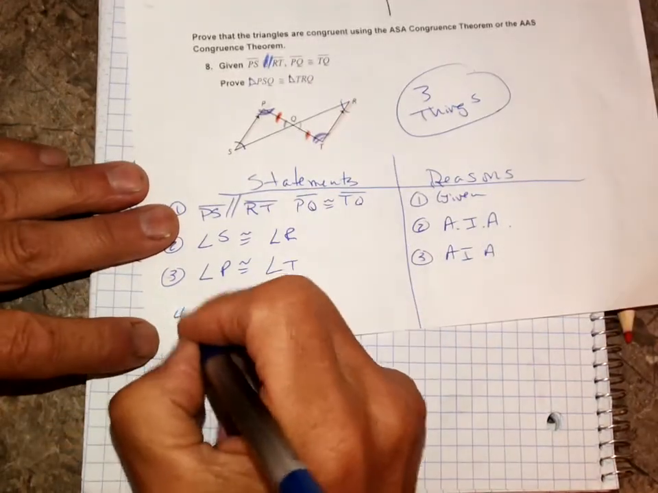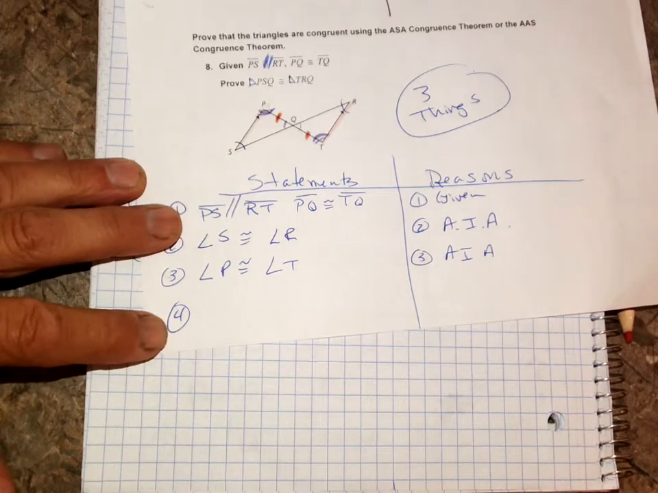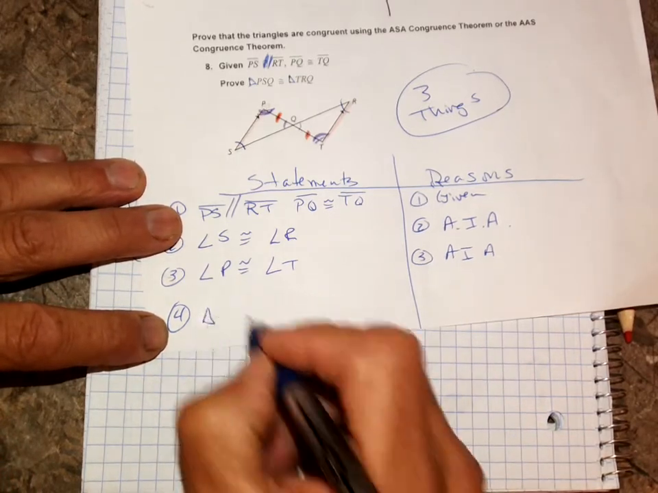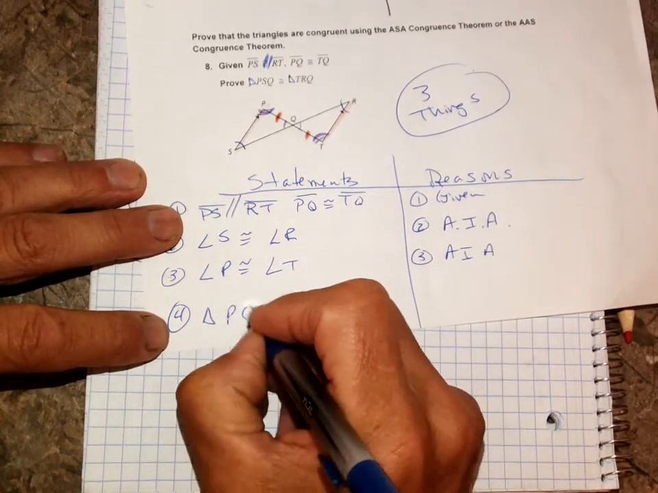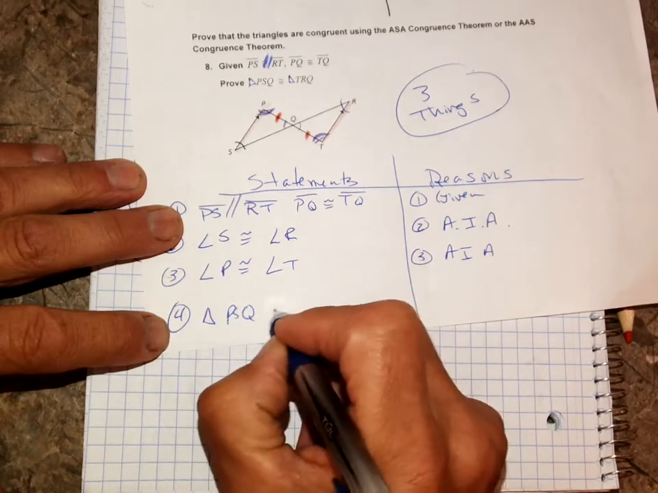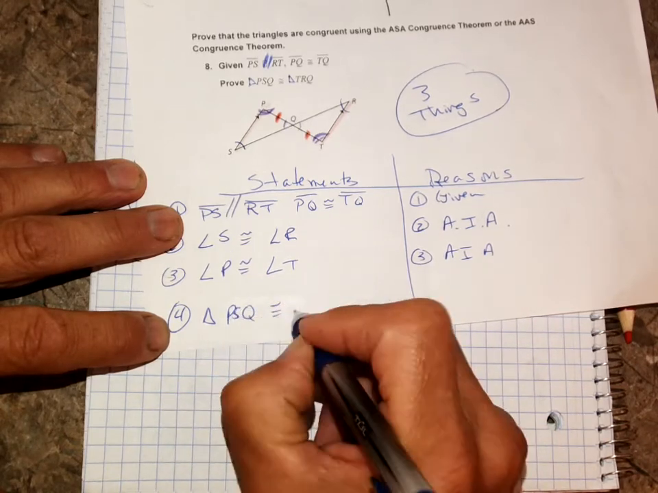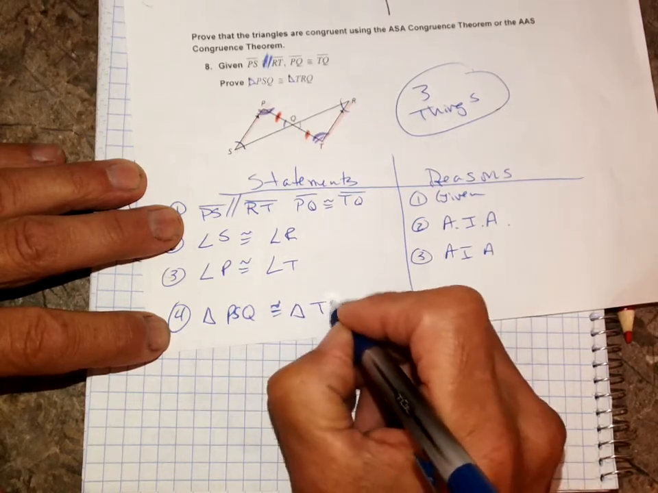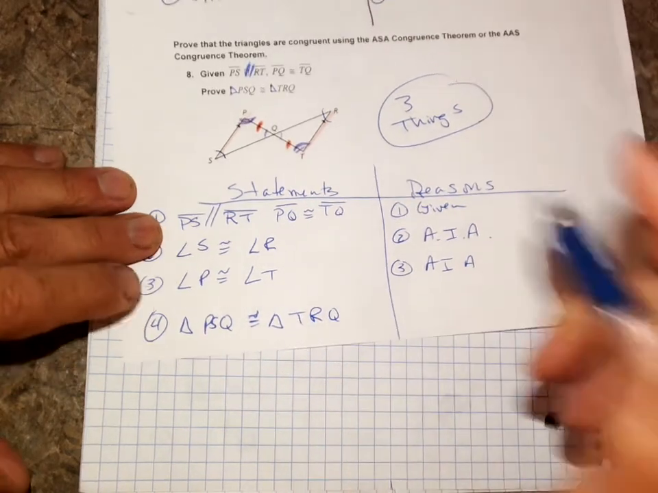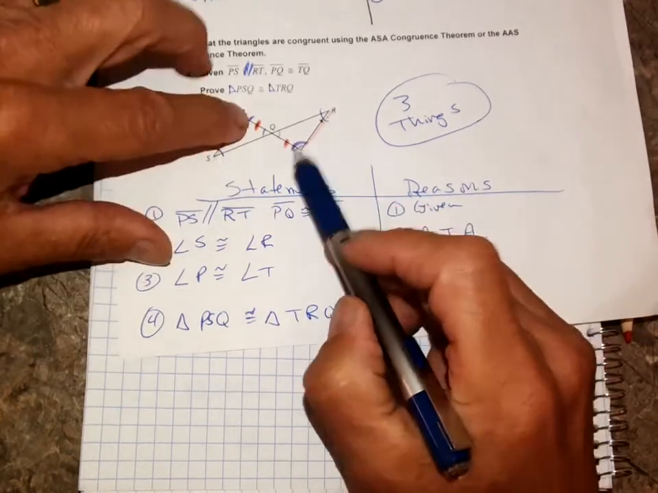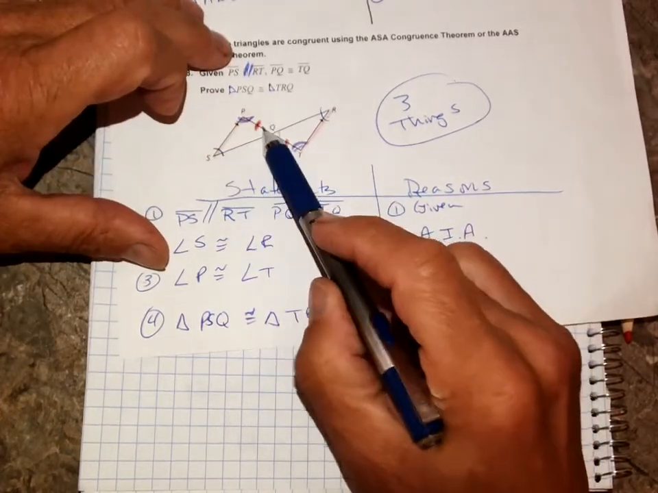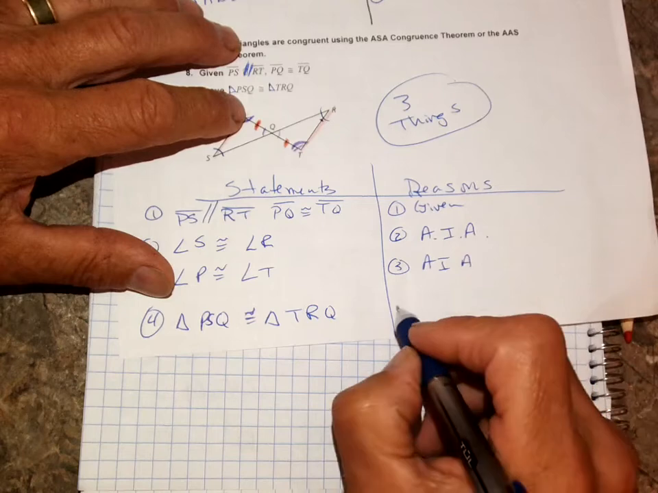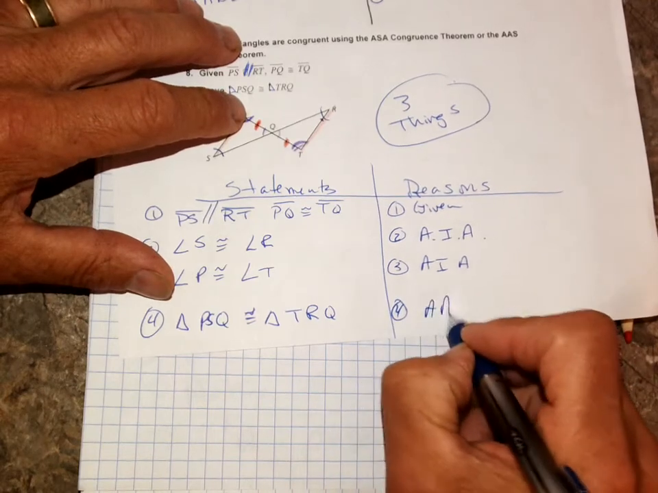So step 4, unless it's the dreaded side-side-angle. Then we can say triangle PSQ is congruent to triangle TRQ by, what are my three things? An angle to an angle, angle, side, by angle, angle, side.